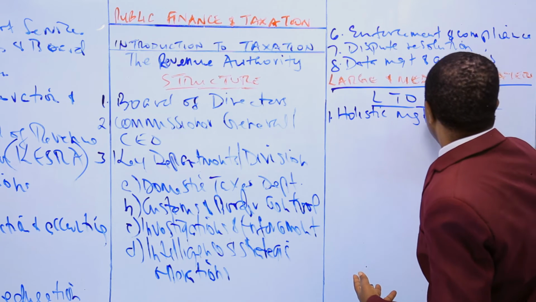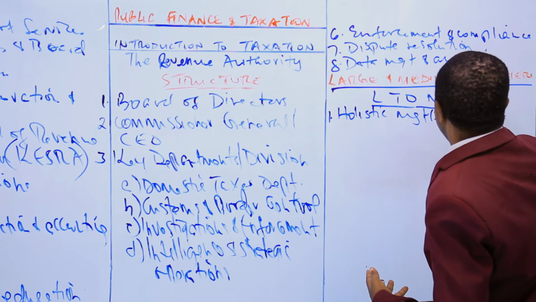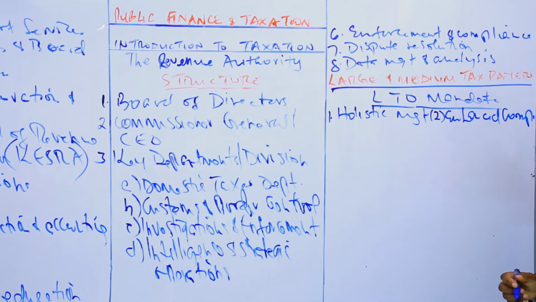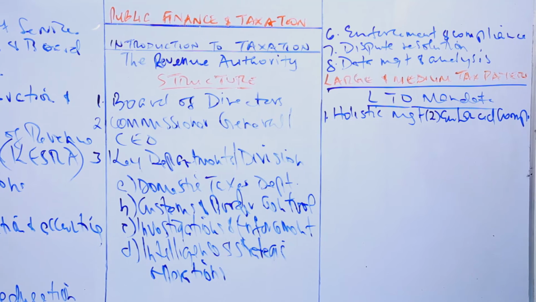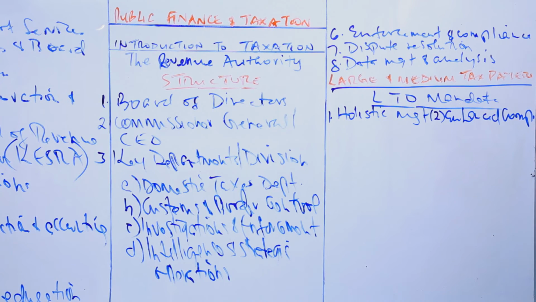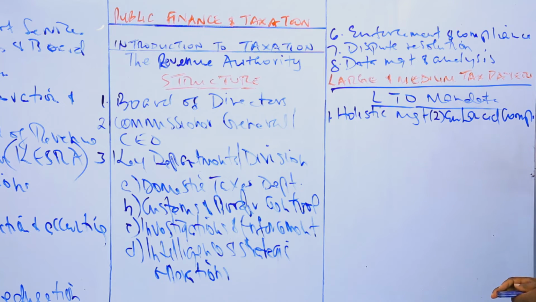2, enhanced compliance. That is to mean implementing tailored strategies to promote and enforce voluntary compliance among large taxpayers. And this often involves close relationship management and also deep understanding of their complex business operations.